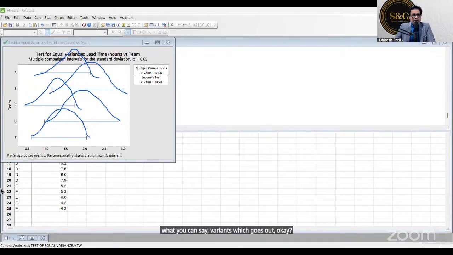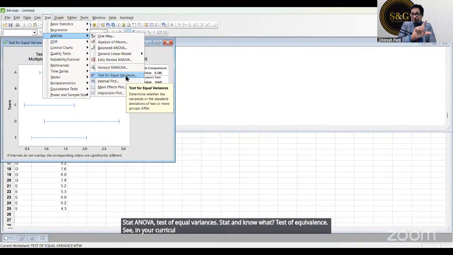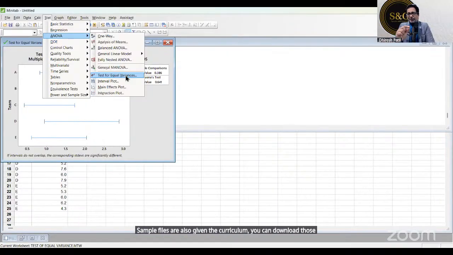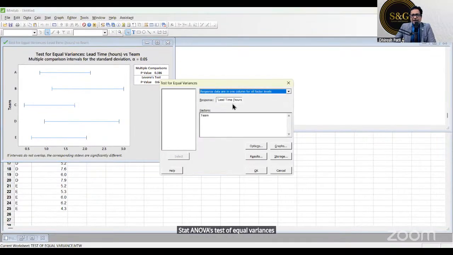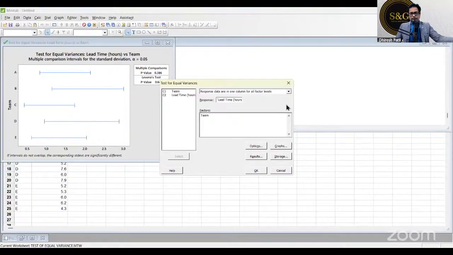So the steps are: go to Stat, ANOVA, Test of Equal Variances. In your curriculum we have given the screenshots of it, so just follow the screenshots. Sample files are also given in the curriculum; you can download those, follow the screenshots, and do this as well. Stat, ANOVA, Test of Equal Variances. The response is our lead time and the factor is our team, and click on OK. Done.